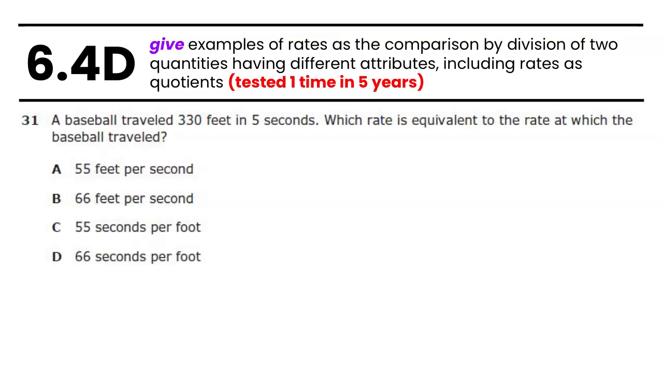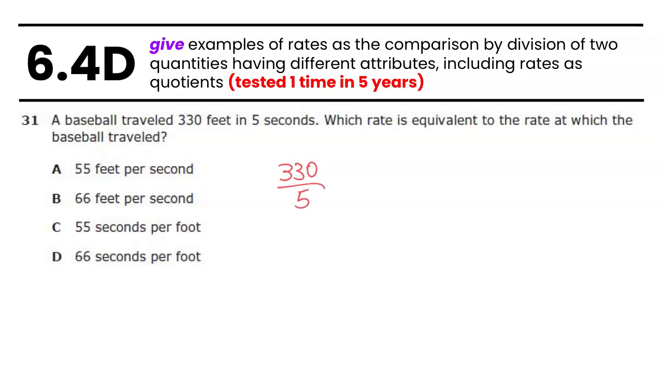A baseball traveled 330 feet in 5 seconds. Which rate is equivalent to the rate at which the baseball traveled? The first thing that I notice about the answer choices is that they are all whole numbers that are larger than 1. This is important because it helps me understand that in order to get the equivalent rate, I'm going to have to divide the bigger number, 330, by the smaller number, 5. I will begin by writing that down in fraction form, 330 divided by 5.